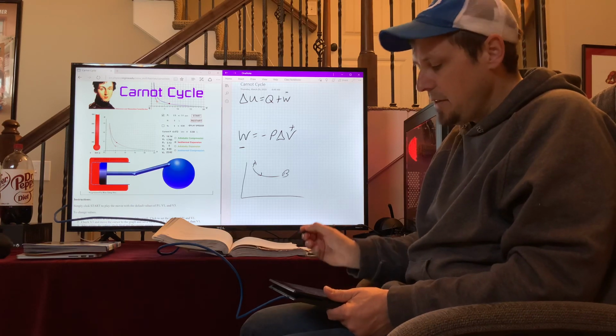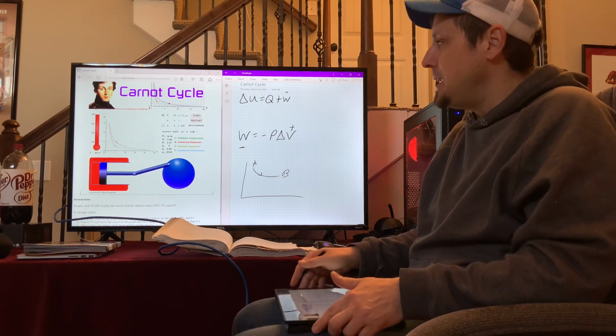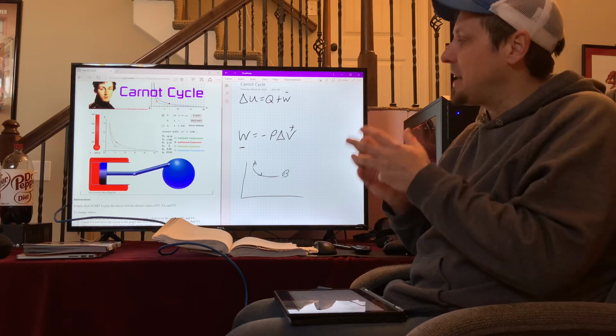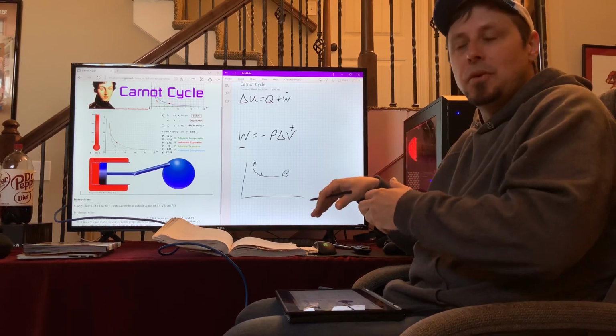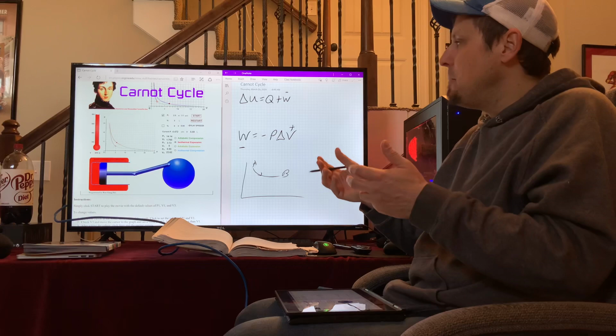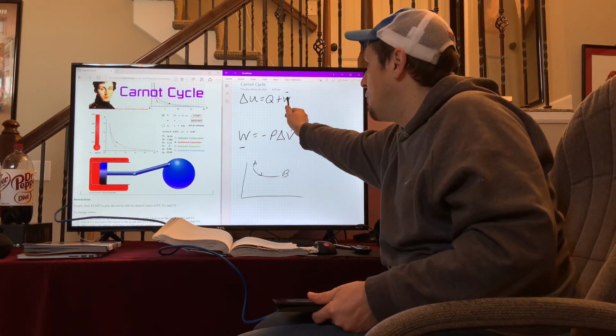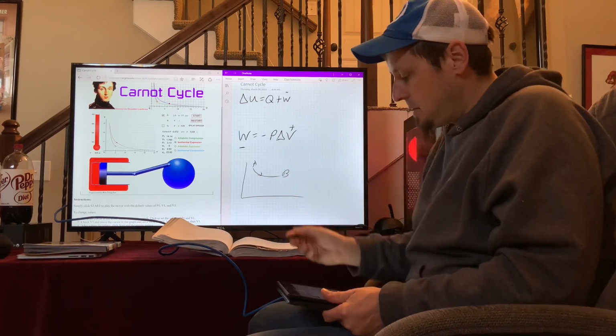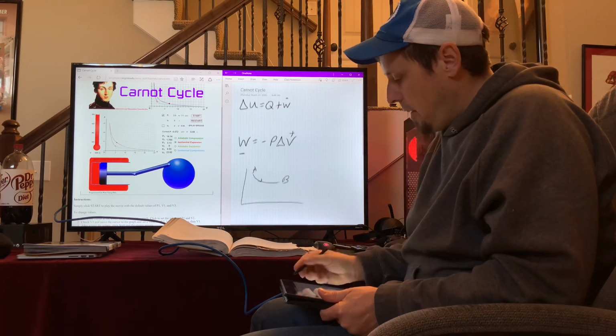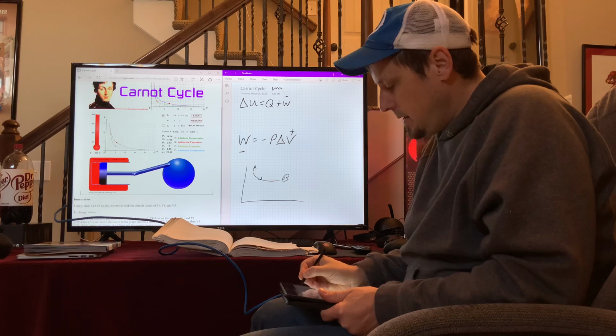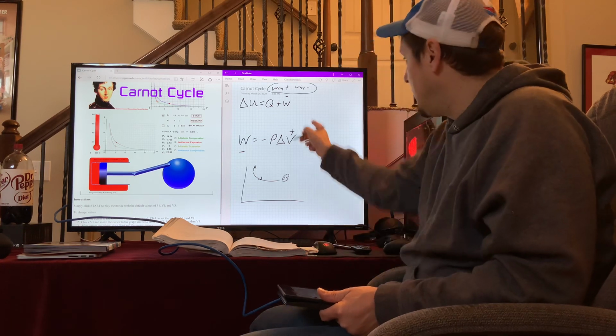So work done is negative, which means there's work being done by the system, by the gas. The gas is pushing the piston to the right. If you want to think about it like that, that's fine. But there's work being done by the system, so that is negative work in this equation up here. Okay, I'm just going to put a little reminder that work done on is positive, work done by is negative. So there's a little reminder up there.